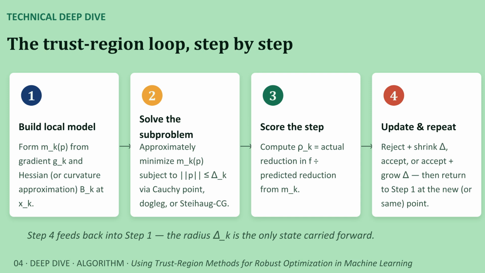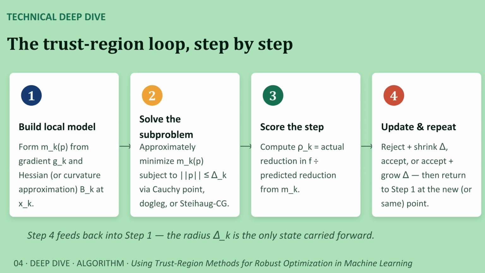In practice, this means one of 3 approaches. The Cauchy point, which is cheap and steepest descent based. The dogleg method, which interpolates between the Cauchy point and the full Newton step, or Steihaug conjugate gradient, which we're going to look at in code in just a moment. Step 3, score the step. We compute that ratio rho, actual reduction over predicted reduction. Step 4, update and repeat.